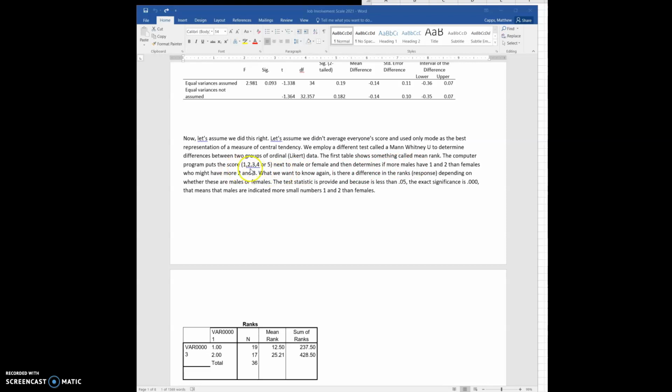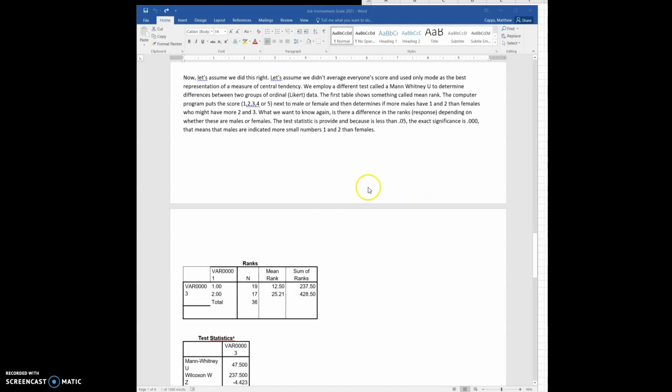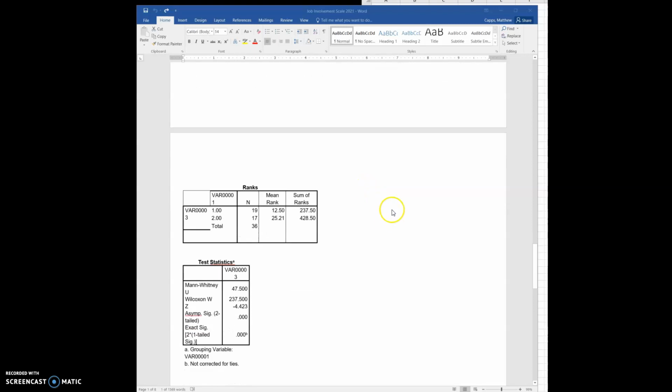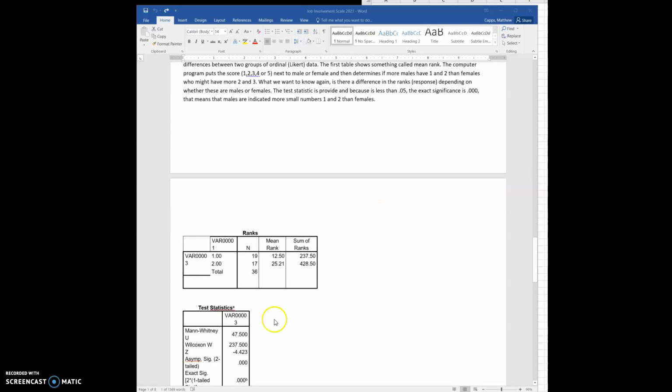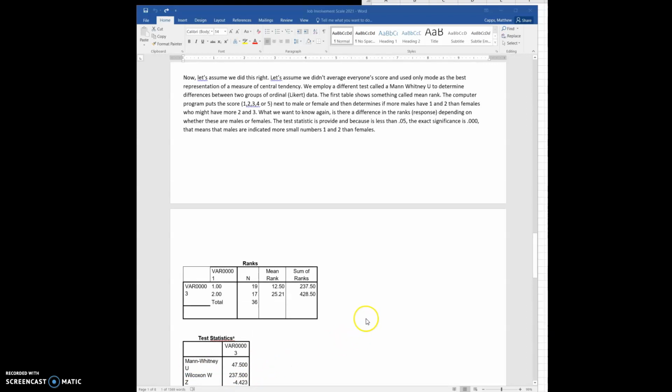The computer puts the scores 1, 2, 3, 4, 5 next to male or female, and then determines if more males have 1s and 2s than females, who might have more 2s and 3s. What we want to know again is whether there is a difference in the ranks depending on whether these are males or females. So again, this isn't where we're going to do this, but down here what we see is there is a significant difference because that value is less than 0.05.